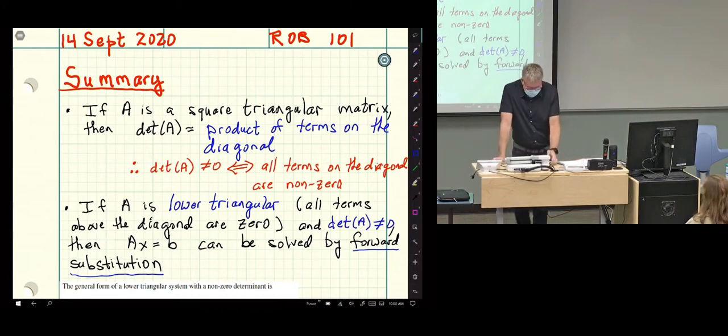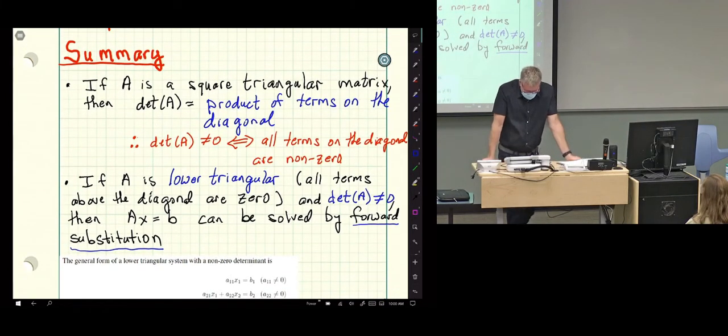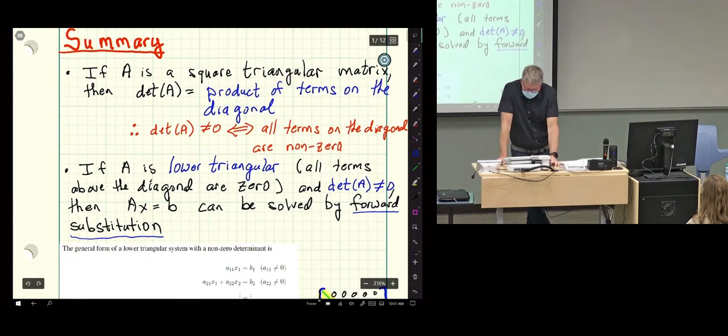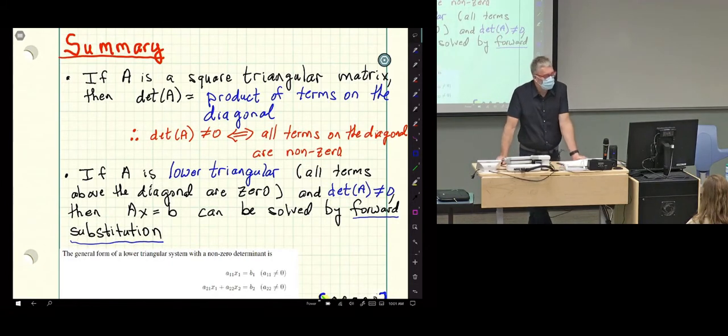Okay, so let's make the connections with what we were doing last time. We had introduced the notion of a triangular matrix. For us, right now, we're only defining it in the case of square matrices. So we have a diagonal. For lower triangular, we want all of the terms above the diagonal to be 0. And for upper triangular, it's just the opposite. Whenever A is triangular, its determinant is super easy to assess. You just take the product of the terms on the diagonal.